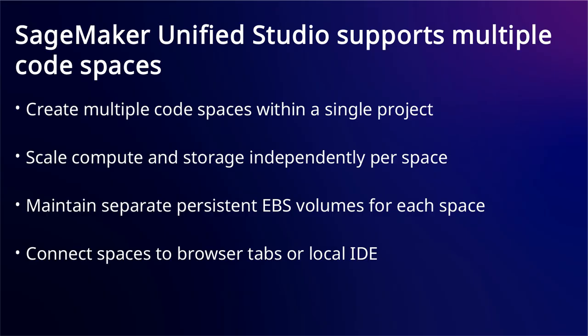Previously, SageMaker Unified Studio projects were limited to one JupyterLab space and one code editor space, restricting your ability to work on parallel work streams with different resource requirements. You can now create and manage multiple code spaces within a single project for IAM domains, enabling parallel work on different experiments or tasks. Each code space maintains its own persistent EBS volume, preserving files, data, and session state independently. You can scale compute and storage up or down per space, pause and resume them at any time, and customize the runtime environment for each task.